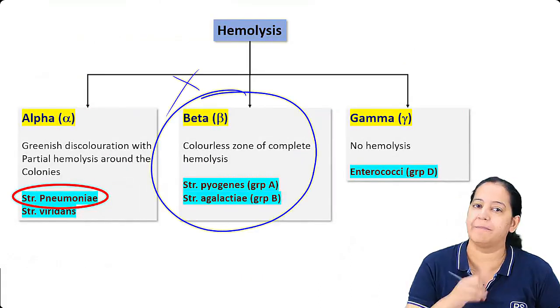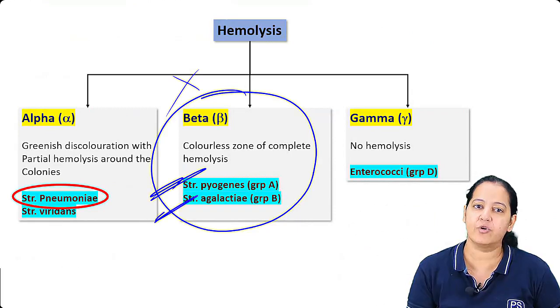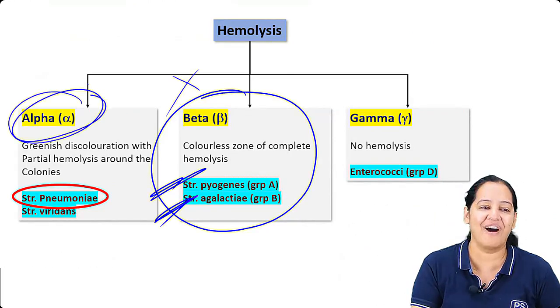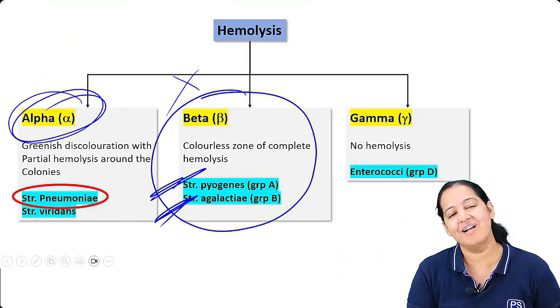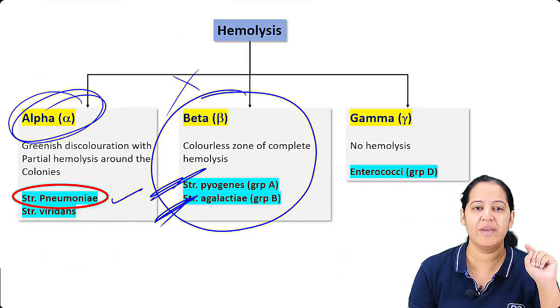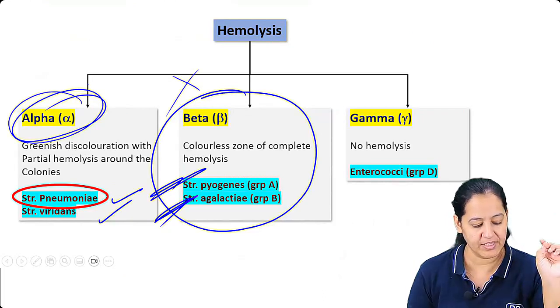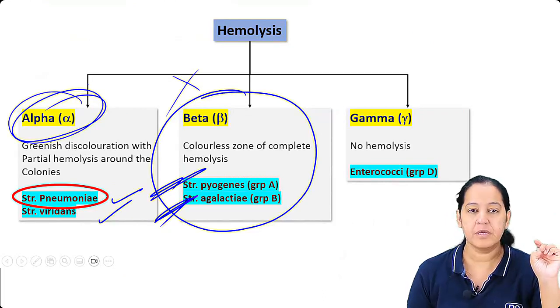We are done with beta. Both the beta are done. Group A is done, Group B is done. Let's start with alpha with full energy. I'm going to teach you 2 alpha: pneumoniae and viridans, one by one. Okay? So let's start with alpha.